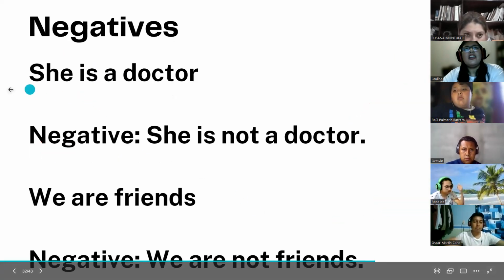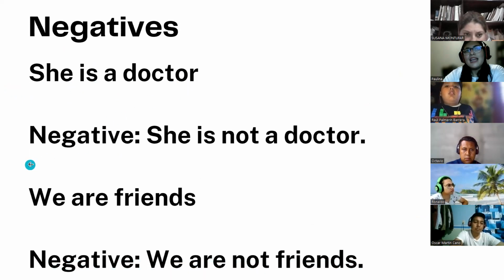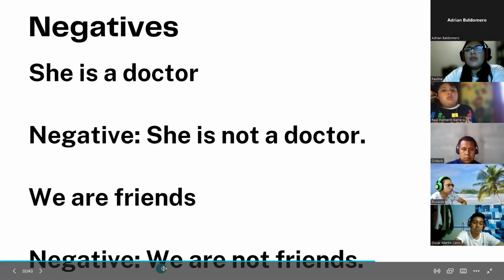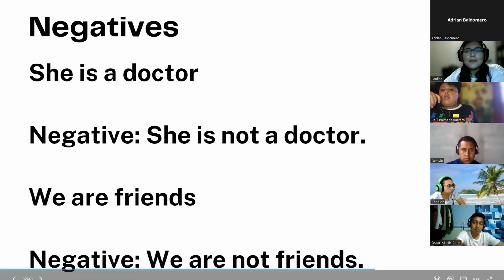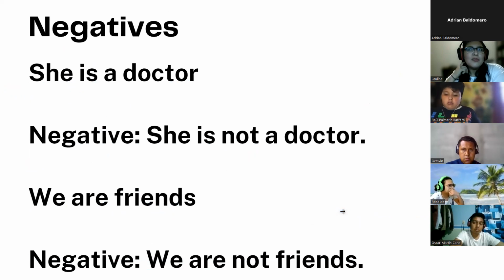For instance, she is a doctor. My negative would be she is not a doctor. We are friends. My negative would be we are not friends. Pretty simple, right? Now let's do a little bit of practice. I'm going to give you the affirmative sentence, and then you are going to give me the negative sentence. Les voy a dar una oración en afirmativo y ustedes me la transforman a negativo.